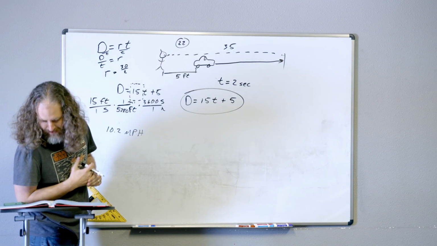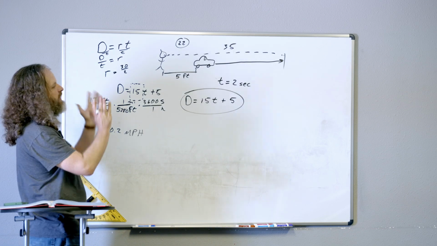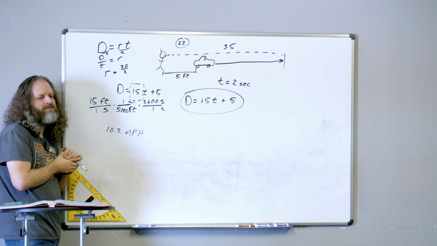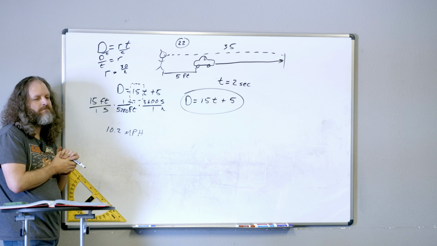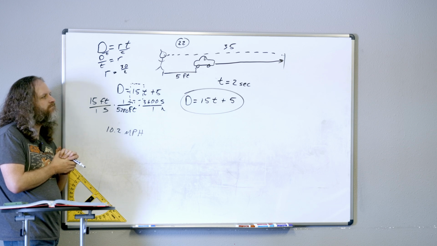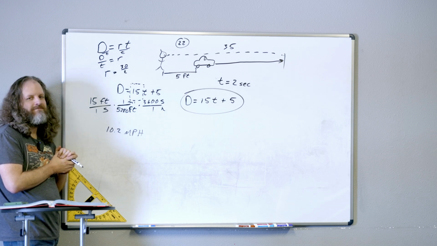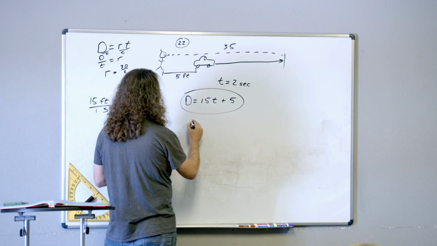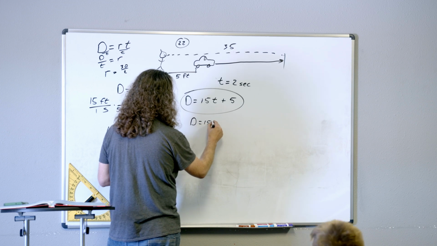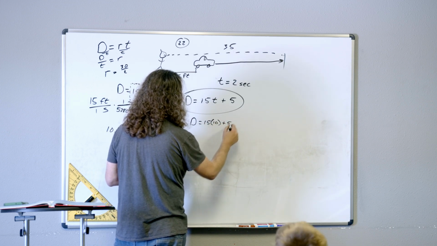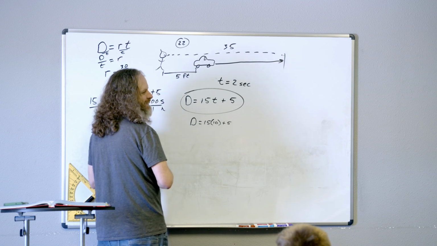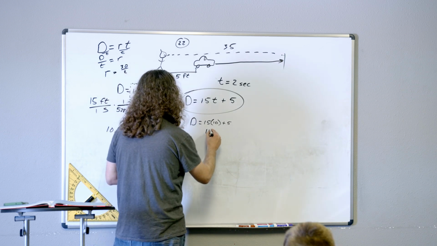What about part B? Estimate the distance the car has traveled after 10 seconds. So what do we do to find that? Times it by itself. That's silly. We know T is 10. 15 times 10. That's true. So put your calculator down. You don't need a calculator for that. What's 15 times 10? 150 plus 5? 155 feet.